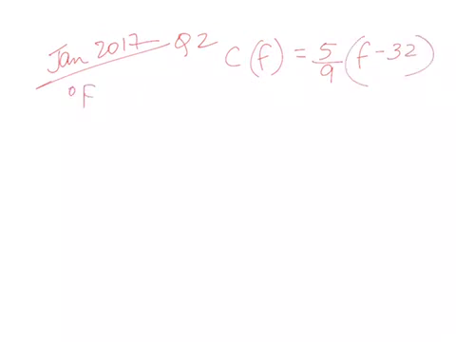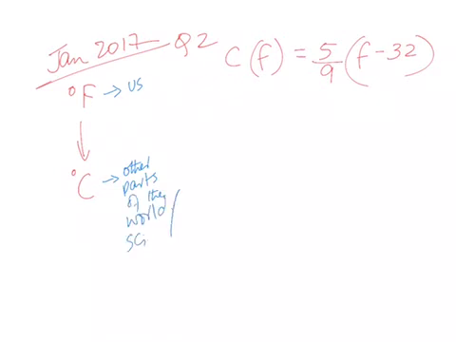So, Jan 2017 question 2. Faith wants to convert from Fahrenheit to degrees Celsius. There's a formula that's given to us. If you are aware, there are two types of temperature scales that we use. Fahrenheit is used in the US, and the rest of the world uses degrees Celsius, or centigrade. Also in science, we use degrees Celsius. There are also other scales like Kelvin, and we use those if needed. So degrees Celsius would be more common in other parts of the world.